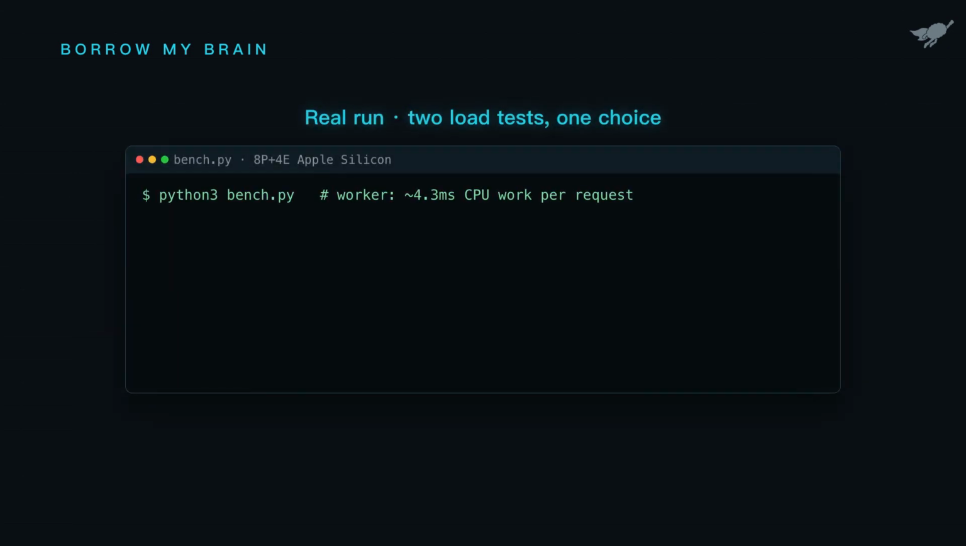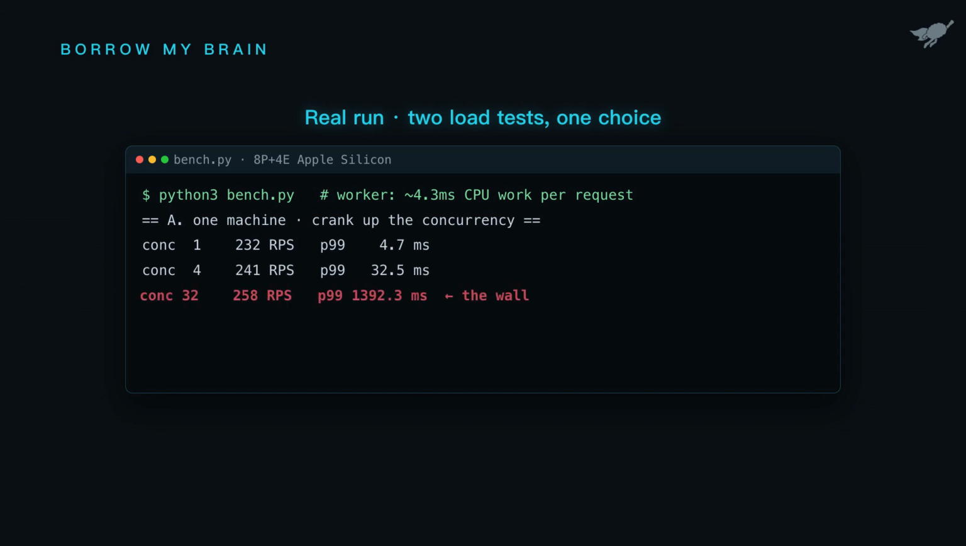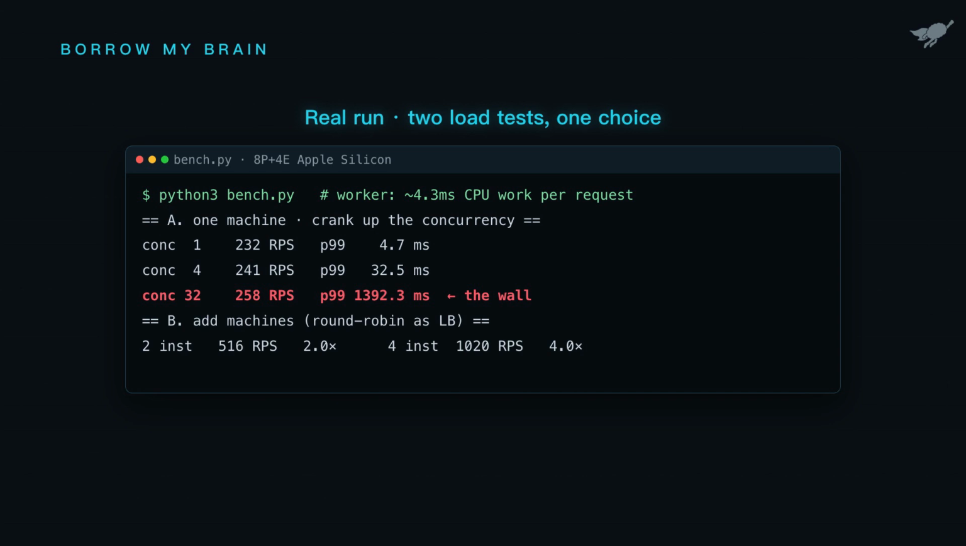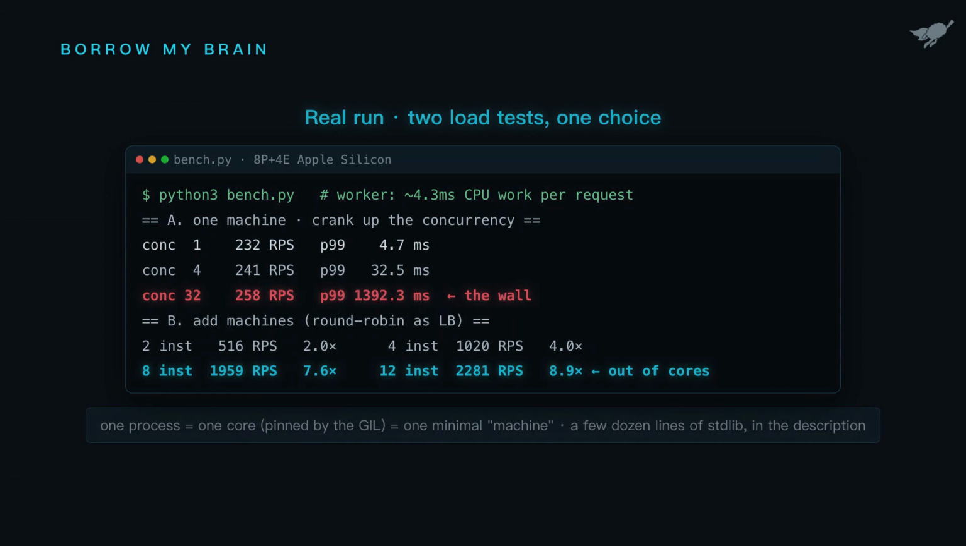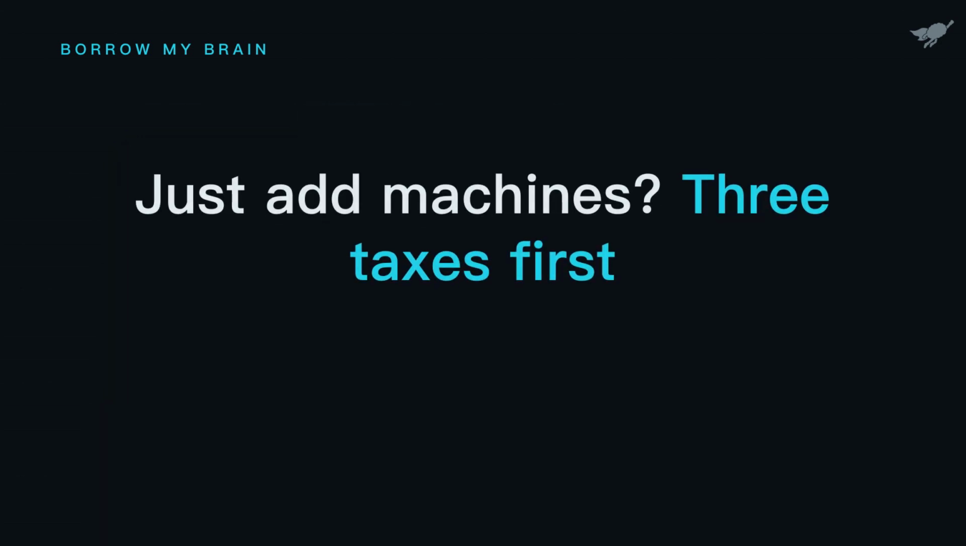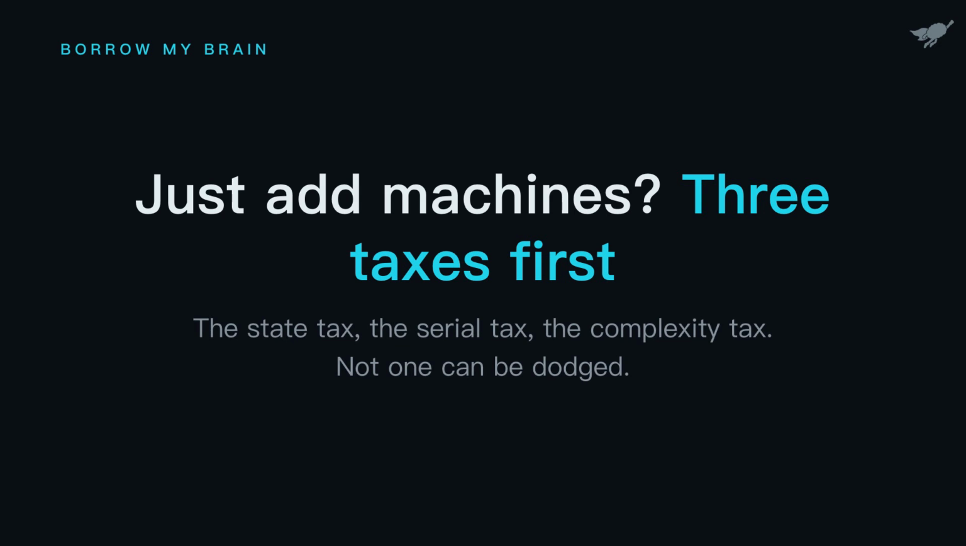So stack the 2 load tests together, and you get the complete answer to today's question. A single machine has a wall, and behind that wall, it's all queuing. Adding machines buys throughput linearly, right up until the machine itself is sold out. Sounds gorgeous. Just add machines and call it a day. No. Horizontal scaling collects 3 taxes, and you can't dodge a single one.